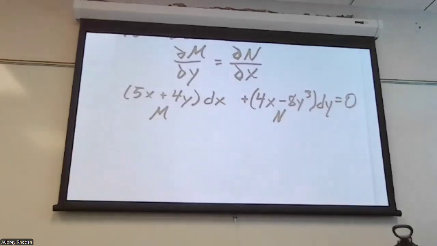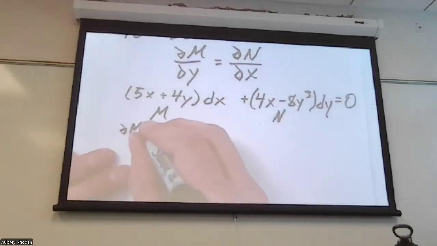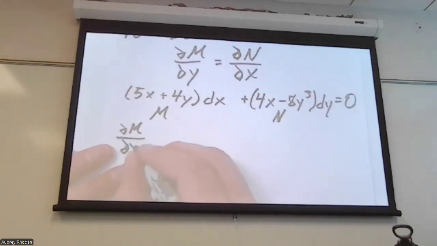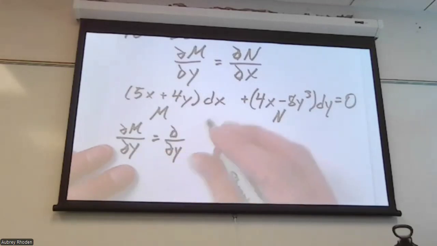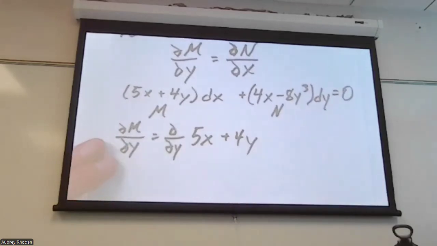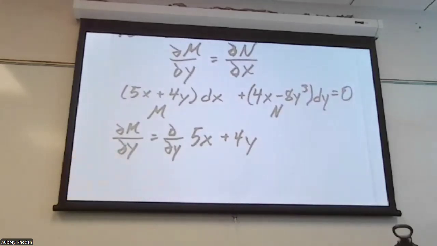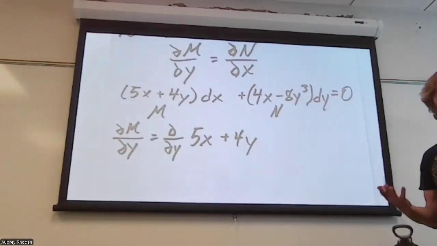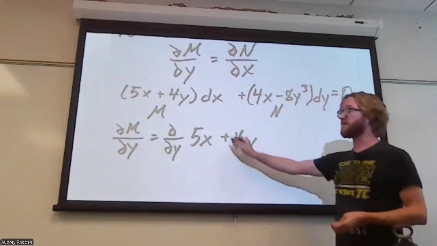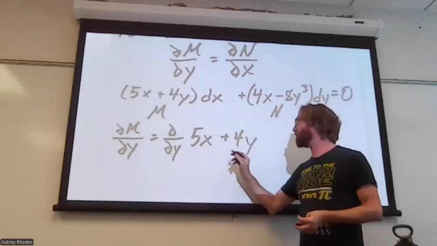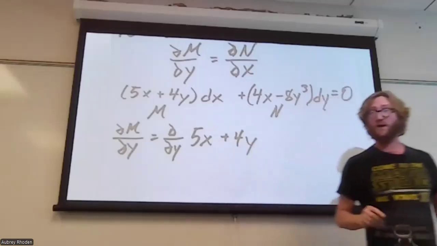Okay, so let's start by taking the partial derivative of M with respect to y. So the partial derivative of M with respect to y will equal the partial derivative with respect to y of 5x plus 4y. Now remember, when doing partial derivatives, the partial derivative with respect to y treats x like a constant. So it's viewing this thing as just being a constant, so this is going to go to 0. And so we're just considering the derivative of 4y with respect to y.